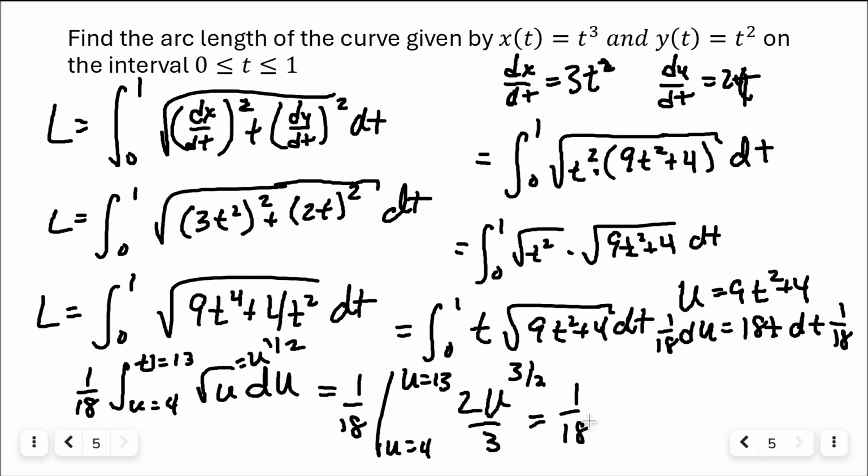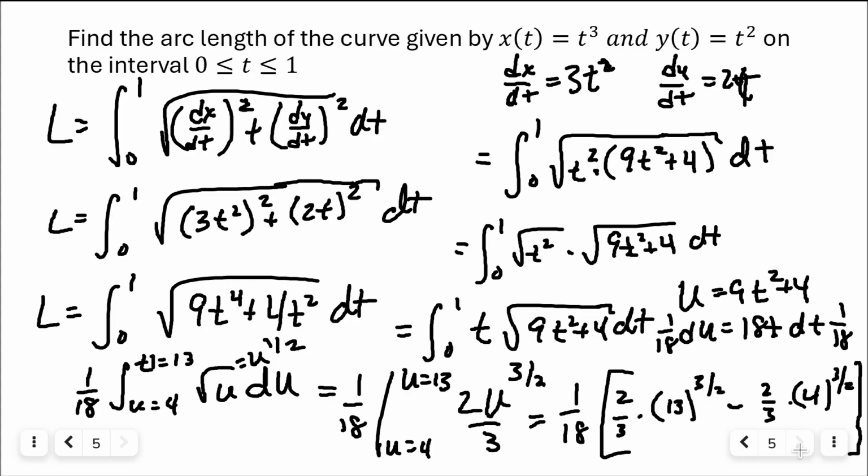So that's going to be 1 over 18. Let's substitute the bounds in. We get 2/3 times 13 to the 3/2 minus 2/3 times 4 to the 3/2. And that is the correct answer. You can clean it up a little bit if you want to, but that ultimately is the correct answer. Okay? And that's how you calculate the arc length of a parametric equation. All right, as always, thanks for clicking.